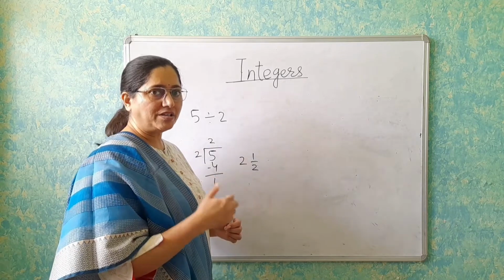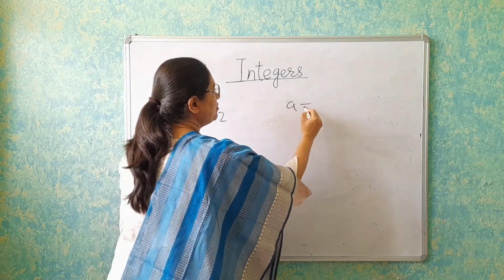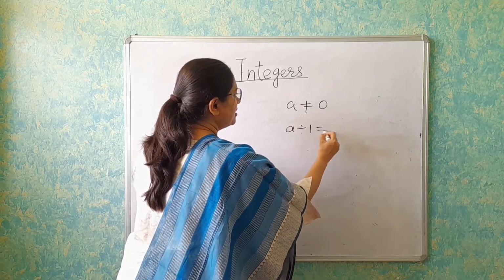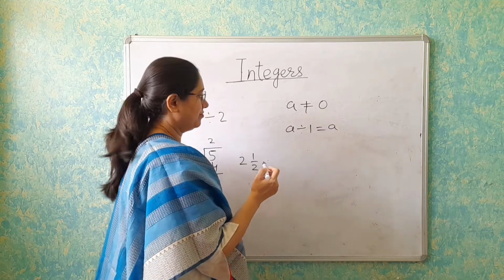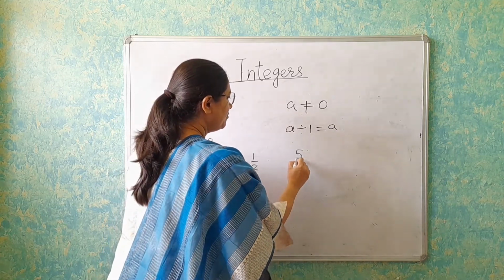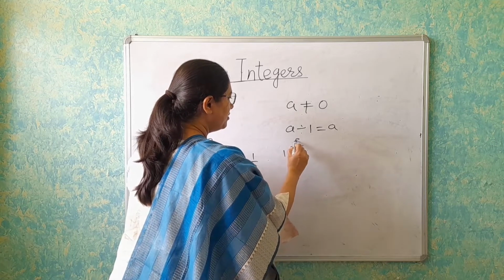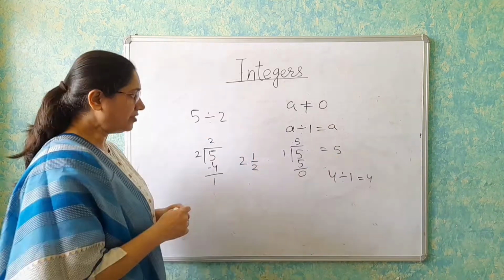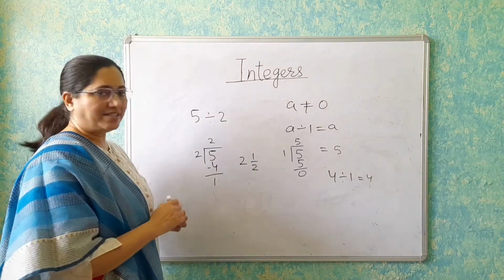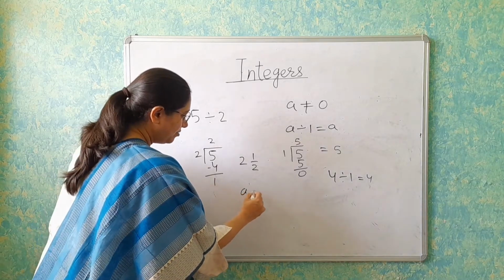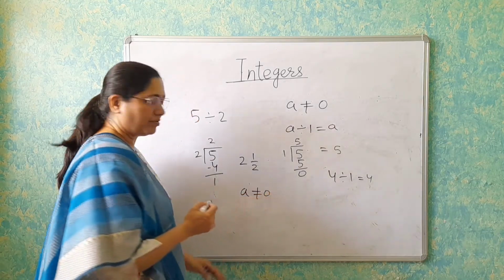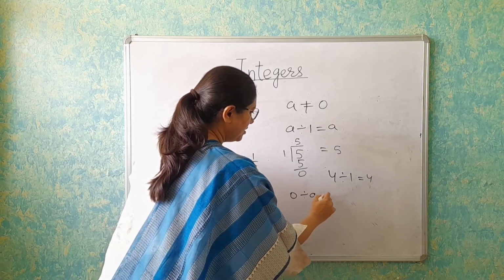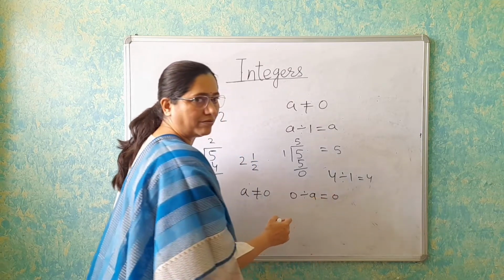The second property is if a is not equal to 0 and I am dividing a by 1, the answer is always the integer itself. For example, if I am dividing 5 by 1, 1 fives are 5. So the answer is 5. The next property is if there is an integer, let's say a, but it should not be equal to 0, and I am dividing 0 by any integer, the answer is always 0.